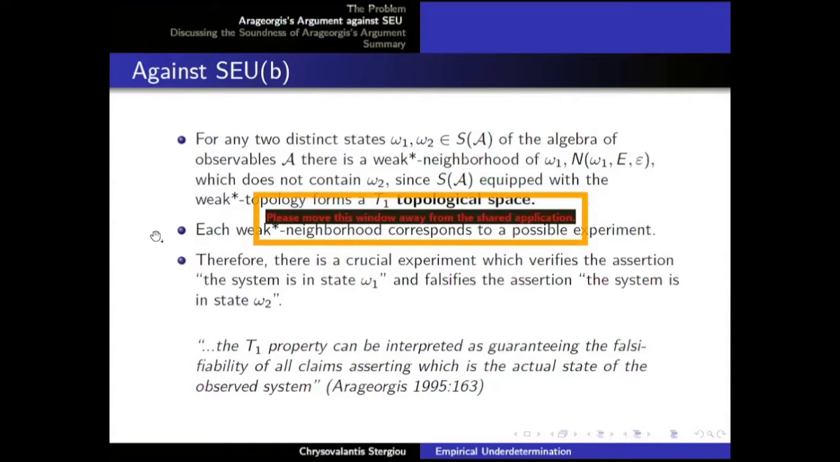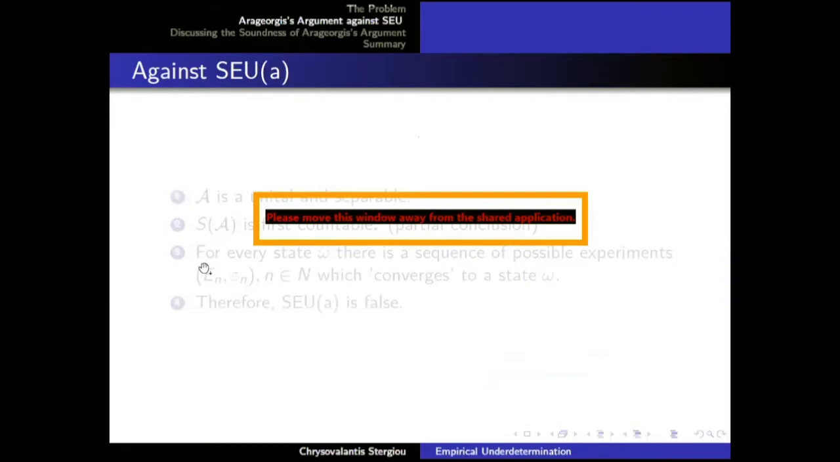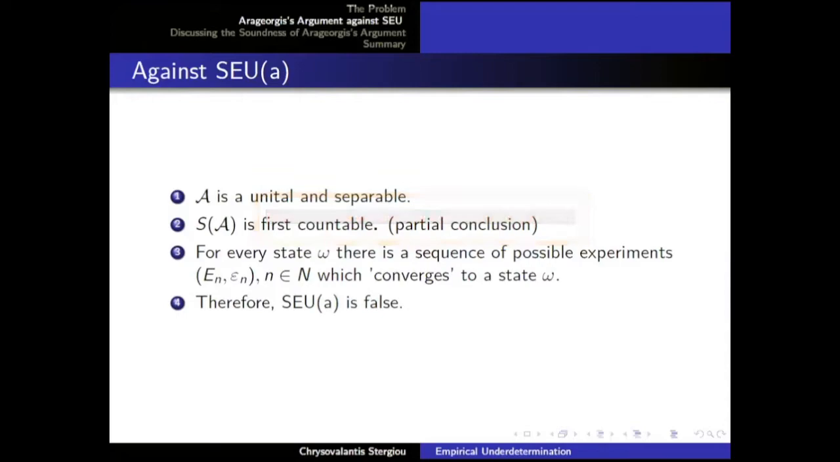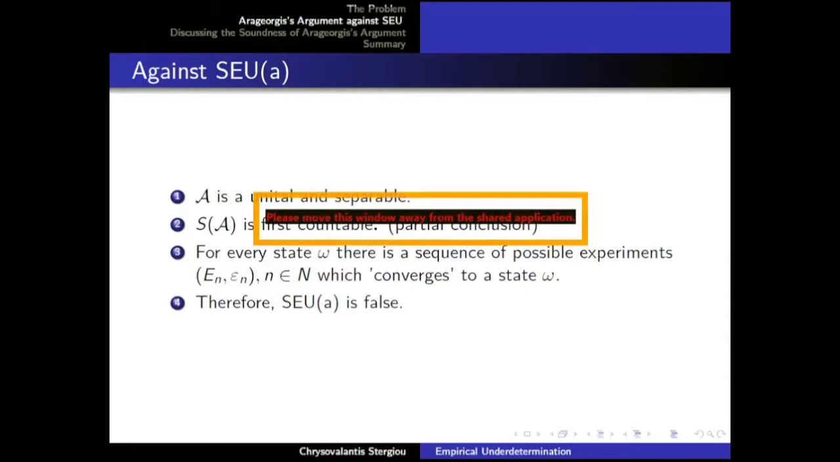Now, regarding the first component, things are a bit different. Here his argument starts with an assumption that the algebra of observables is separable. Unital is rather a trivial assumption, but to say that it's separable, that is, that the underlying Banach space is separable, or that the algebra has a countable dense subset, is not a trivial assumption, and we will see why.